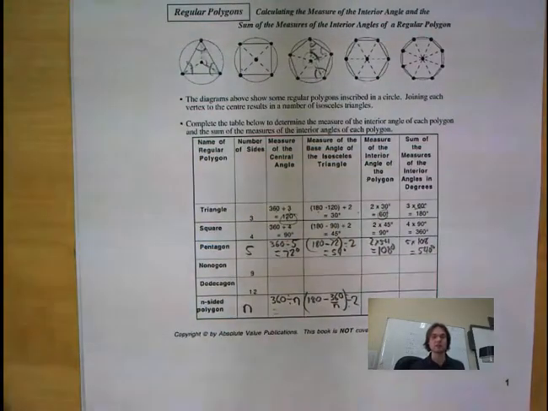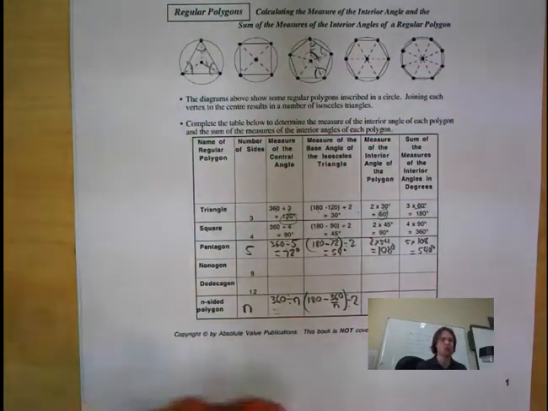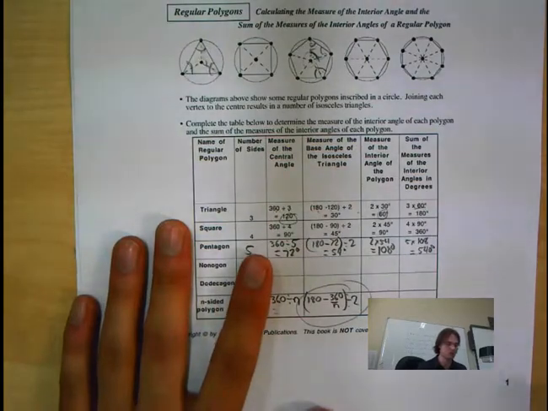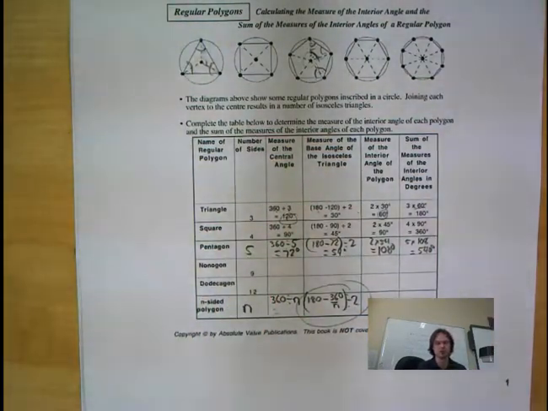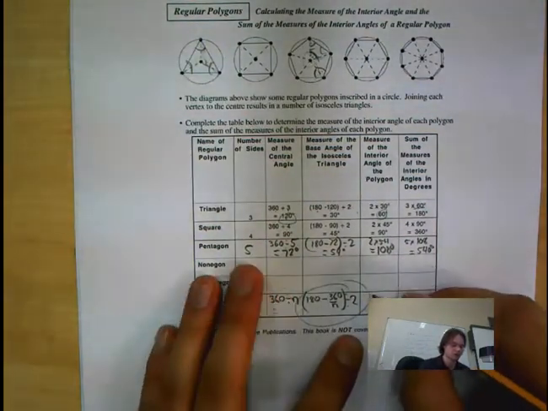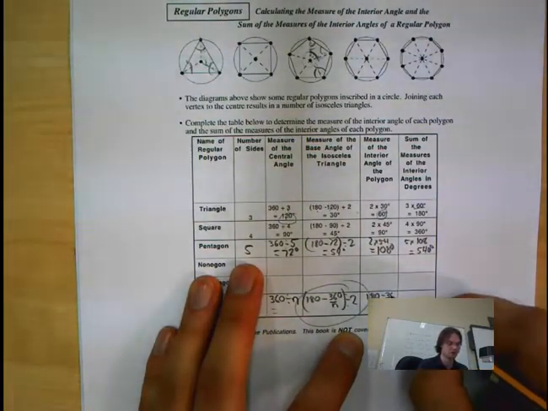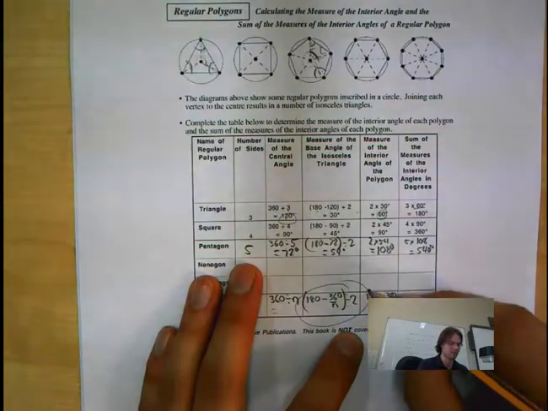Now the next part says the measure of the interior angle of the polygon. So now we have to find the interior. Well, there's 2 of them, so I multiply this all by 2, right? If I divided by 2 last time, now I multiply by 2, and I'm going to end up getting 180 minus 360 divided by n.